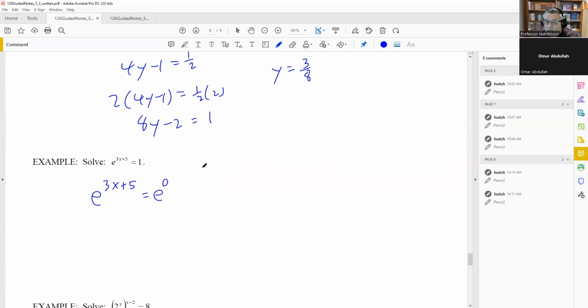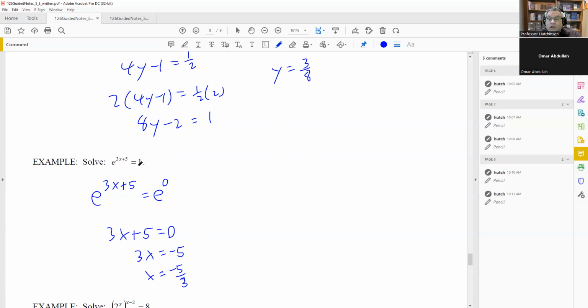I'm going to change that into e to the 0 power. We know that anything raised to the power of 0 is 1. We talked about that yesterday. So I'm going to change the 1 into e to the 0. So now that both the bases are equal, I'm going to set the exponents equal like that. And then I'm going to subtract 5 from both sides, divide by 3, and I get negative 5/3 as the answer.